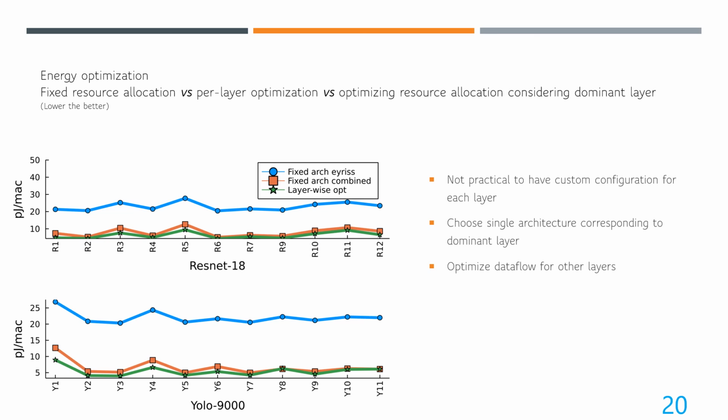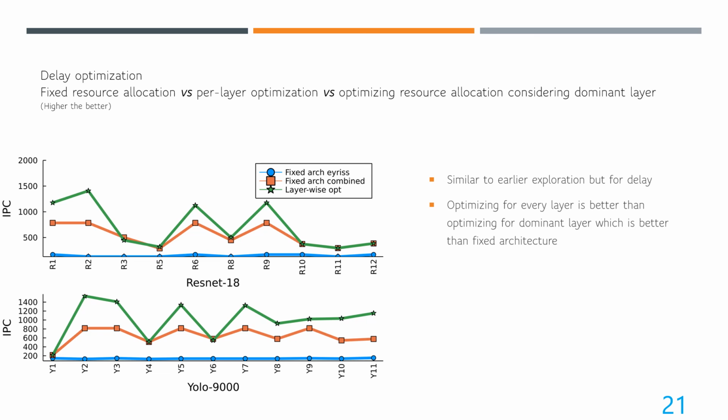So we choose a single architecture corresponding to the dominant layer in the whole dataset amongst all layers of ResNet 18 and YOLO 9000. Using that architecture, we do data flow optimization for all other layers. The resultant energy trend is shown as the orange line. This slide shows a similar exploration for delay optimization. Optimizing for every layer is better than optimizing for the dominant layer, but even optimizing considering the dominant layer is better than fixed architecture allocation.